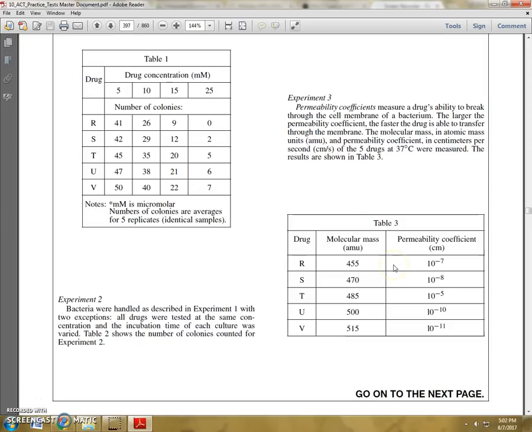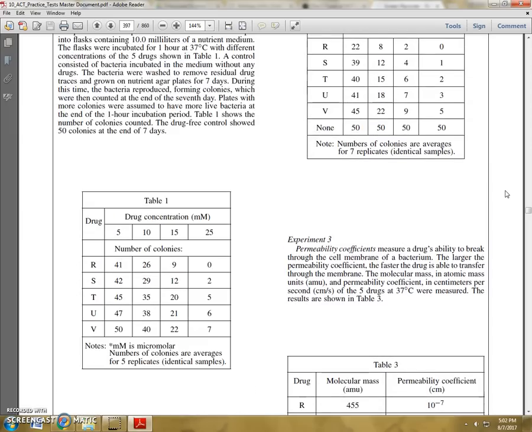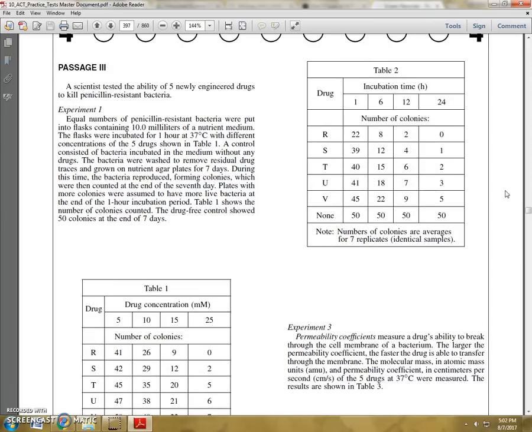Number 15, in experiment 2, if experiment 2 were repeated with drug U and an incubation time of 3 hours, the number of colonies counted would most likely be. So if we are looking at experiment 2, and we're looking at 3. So we don't have the time of 3 hours there. We are interpolating. We're basically looking at the data that's there before and after and trying to figure out what is going to be in the middle.